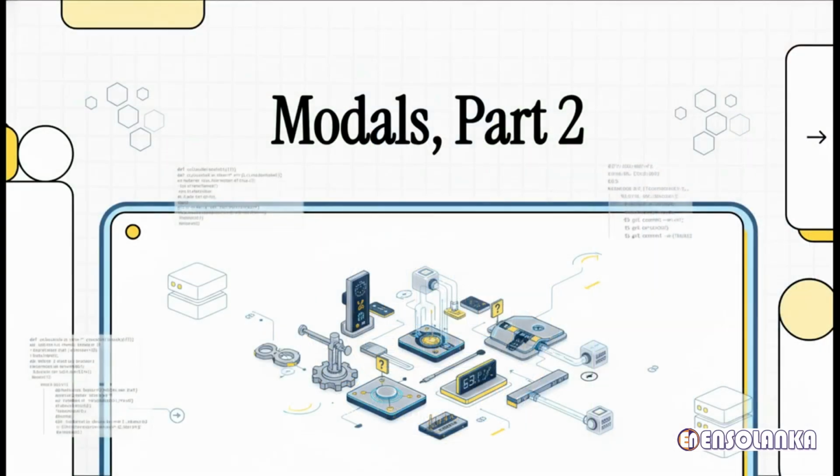Hey, welcome back. In this explainer, we're going to level up your communication with part 2 on modals. And look, this isn't just about grammar, okay? We're building a high-precision toolkit specifically for technical communication. So let's get right into it.